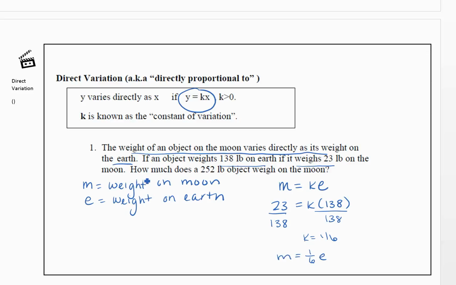Okay, now this says how much does a 252 pound object weigh on the moon? So that's its weight on Earth. So we're going to do moon equals 1/6 times 252. And we get 42. So on the moon it would weigh 42 pounds.